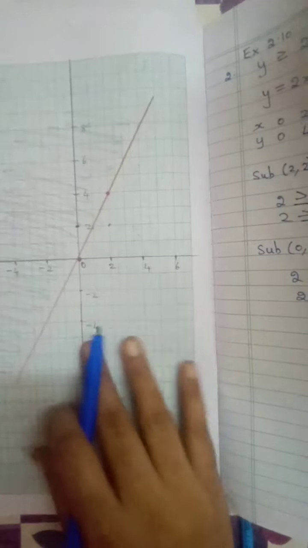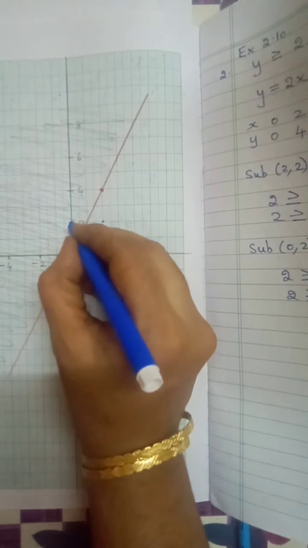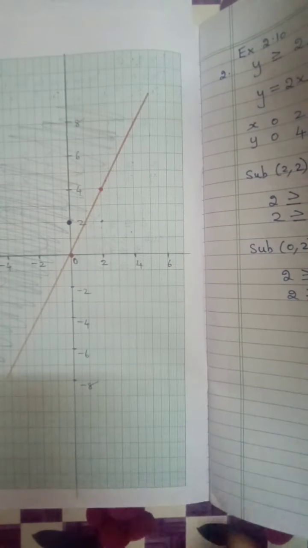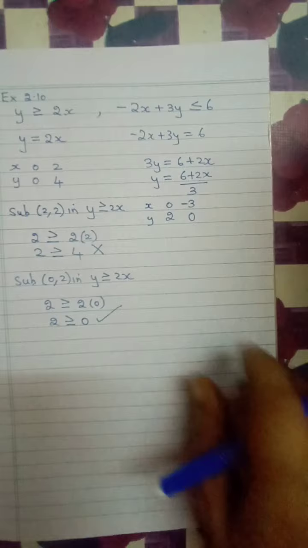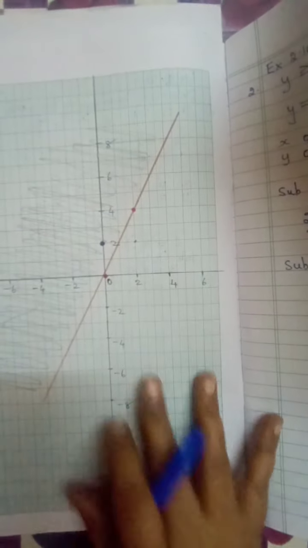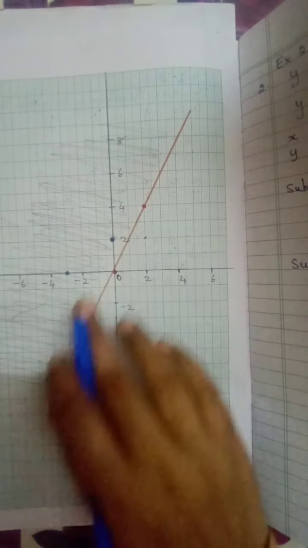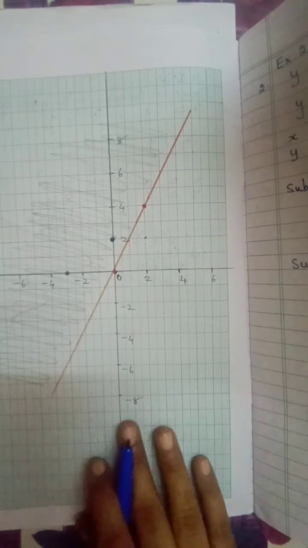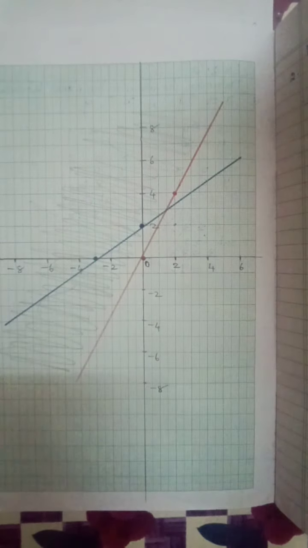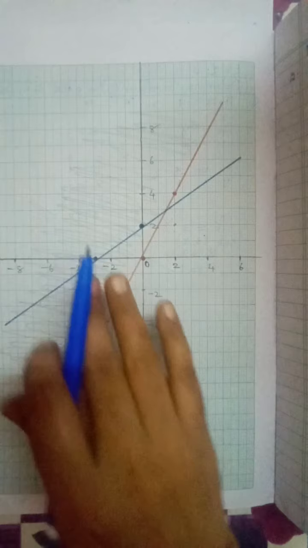0, 2 will be somewhere here. So I have plotted 0, 2 and the next point what we have written here, minus 3, 0. So let me mark minus 3, 0. Minus 3, 0 will be somewhere here. Now through these 2 points, let me draw the second line. This is our second line.